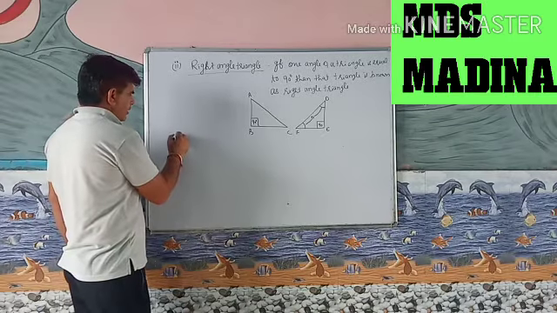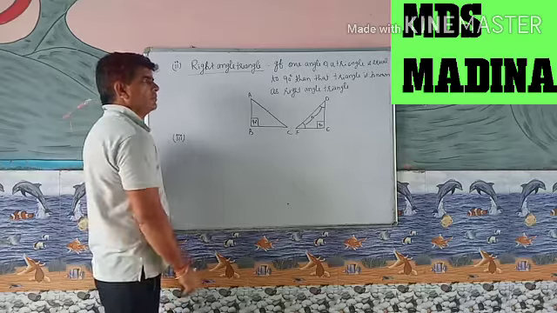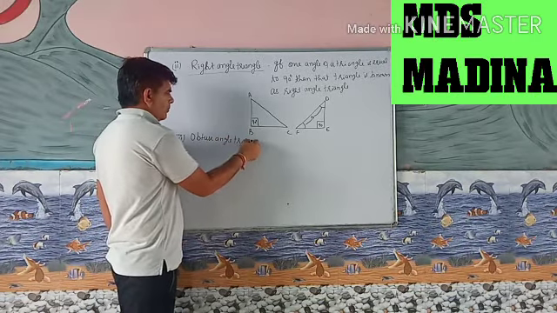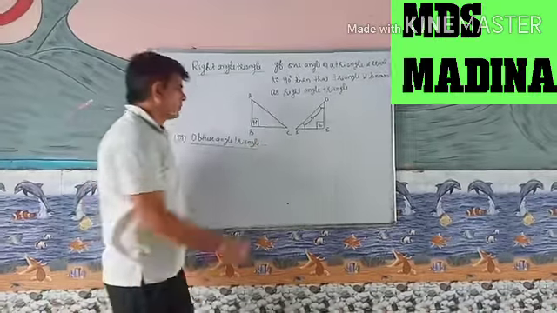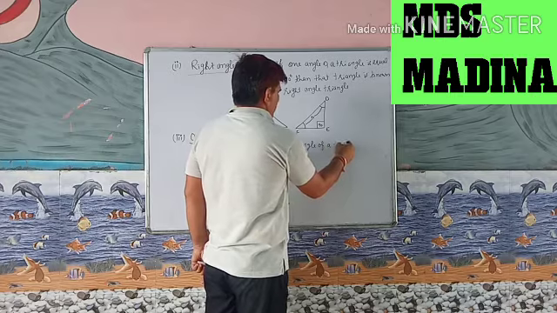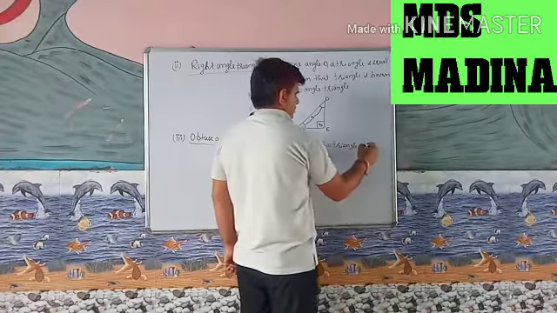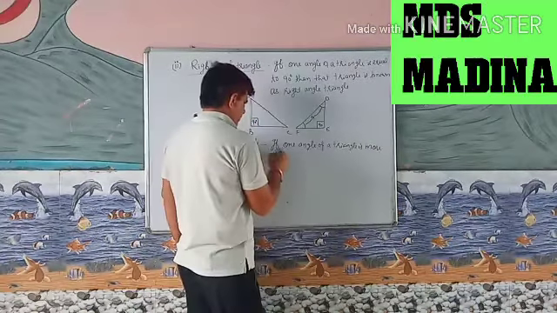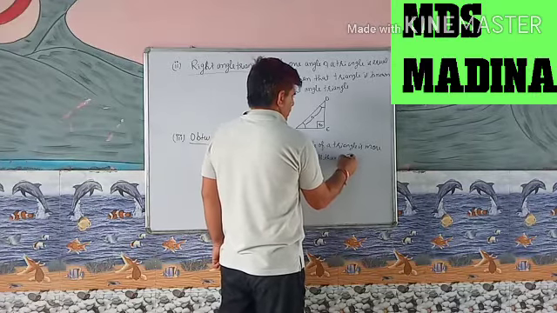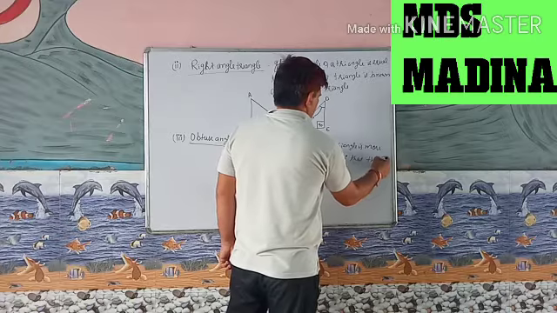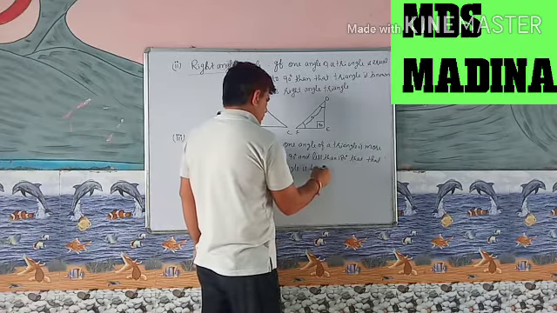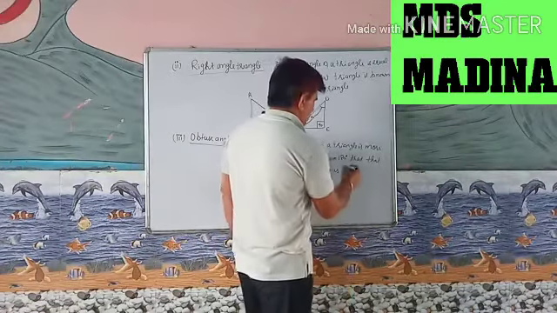Then the third type of triangle. What's the name of this triangle? Obtuse angle triangle. If one angle of a triangle is more than 90 degrees, and less than 180 degrees, then that triangle is known as what? Obtuse angle triangle.